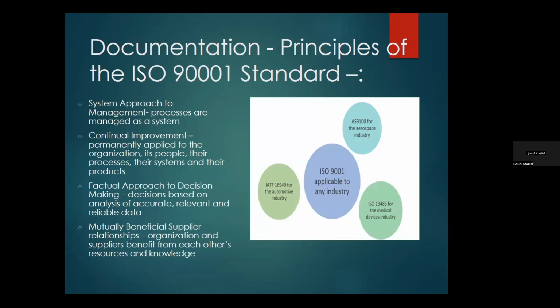ISO 9100 is used for the aerospace industry. IATF is a standard for the automotive industry, widely adopted in the world. Then there is ISO 13485 for the medical industry, and ISO 9000 is a general standard, highly applicable to any industry.